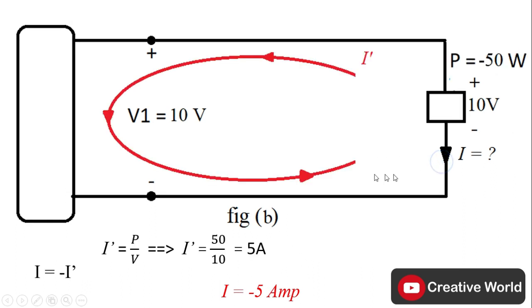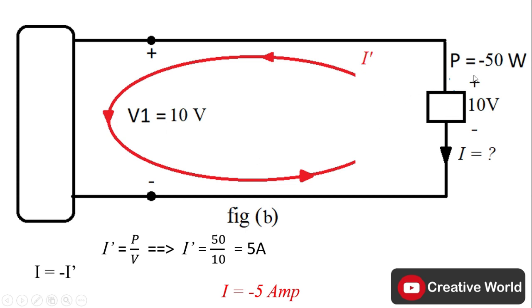In another way, this could also be solved by using passive sign convention theory. According to that theory, whenever we have minus 50 watt power, it means our current is exiting from the positive terminal. So we have assumed the current direction in this way whenever the power is given as minus 50 watt. I will take this current direction and give it the notation I dash.